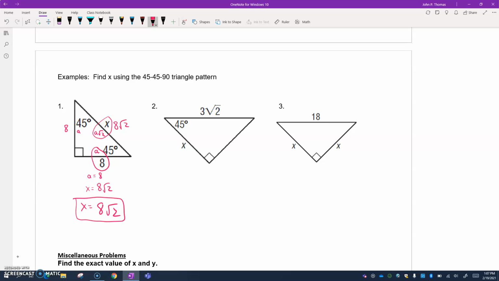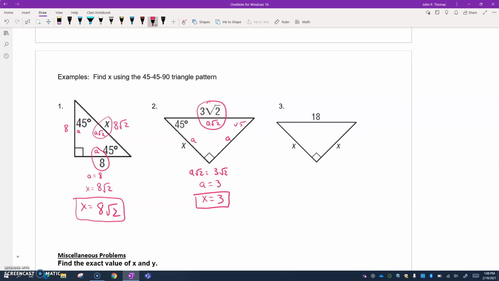All right, so carrying that same idea over to this next one, I've got a 45, 45, 90 triangle. So I'm going to put my labels in. Leg is a, hypotenuse is a root 2. I look for the piece that I know the full side for. So I know a root 2 equals 3 root 2. If I divide both sides by root 2, I get a equals 3. So at this point I have the a value. The x we're looking for equals a, so the x value is 3.